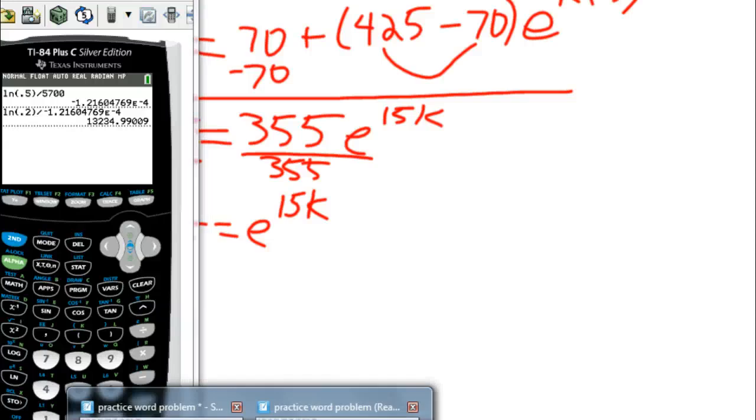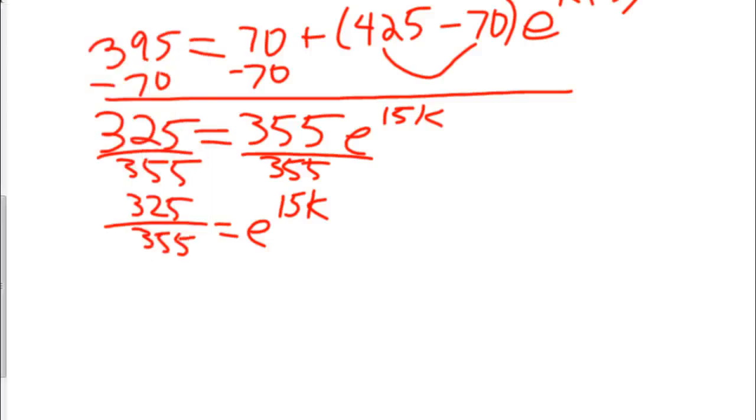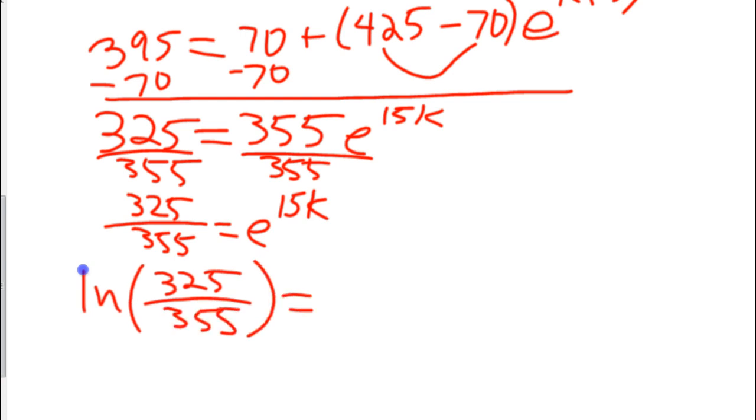All right. So here we go. We're at this stage now. From here, folks, what should I do? Change this to log form, right? So what would this be in log form? The natural log of 325 over 355 equals 15K. And then divide by 15. Divide by 15, I get K equals the ln of 325 over 355, divided by 15, right?